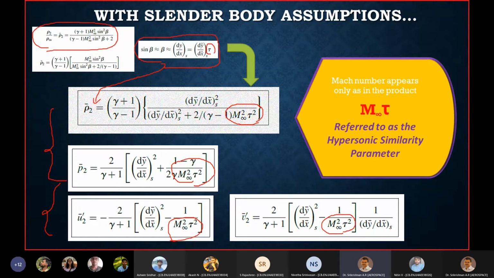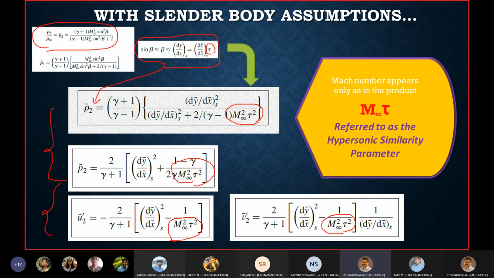Why do we call it a similarity parameter? We'll be able to appreciate that further as we go forward. It's a similarity parameter because the free stream Mach number comes into the boundary conditions only as M infinity into tau. So if we maintain that product the same, then for two different conditions we can have similar solutions. That's why we call M infinity into tau the hypersonic similarity parameter.